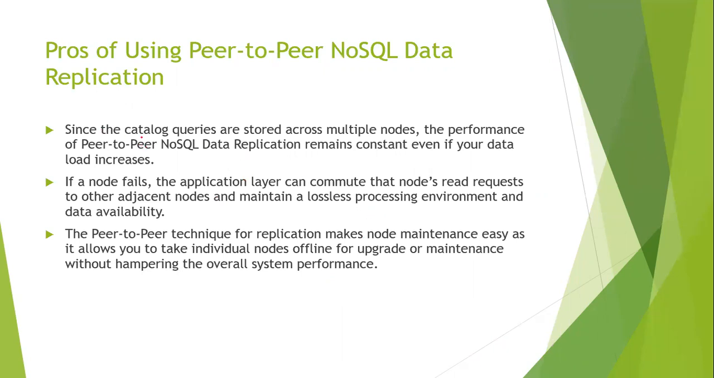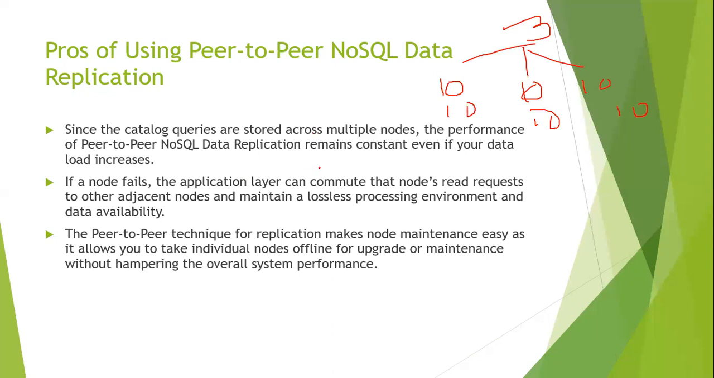What are the advantages you have? Since the catalog requires stored access across multiple nodes, the performance of peer-to-peer data replication remains constant even if your data load increases. That means what? Instead of having 10,000 student details in one place, you put the same 10,000 here and here. If I want to search for the third record, it will be available here, here, and here. So whatever request you make will be executed very fast because of the high availability of the data. As the load increases, for example, 10 more are added here, here, and here, there will be no problem. As the nodes increase, the availability is more, so the performance is also more.